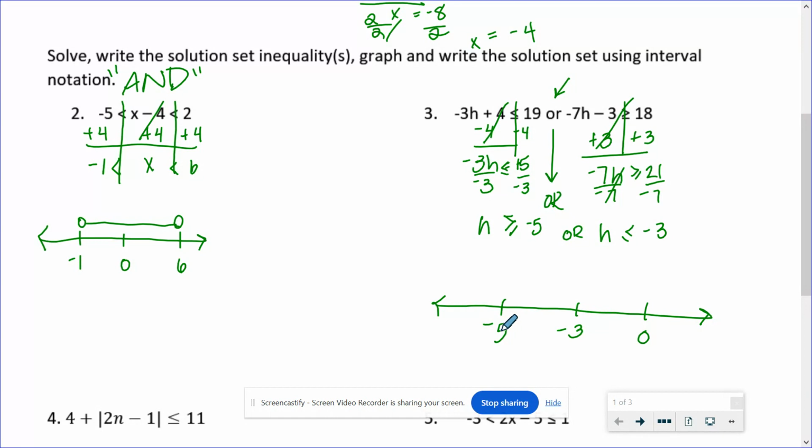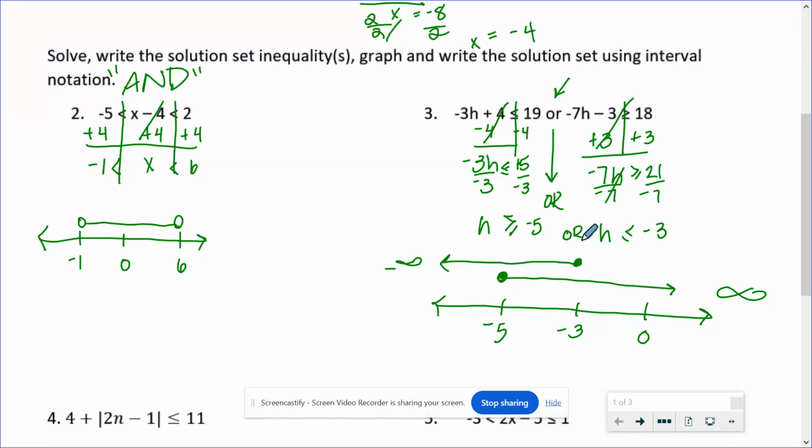Always start with the smallest number, and they get larger as they go to the right, toward positive infinity. So let's see, h can be greater than or equal to -5, so that's going to be all of the numbers that head towards positive infinity. H is also any number less than or equal to -3, so those are going to be all the numbers that go towards negative infinity.